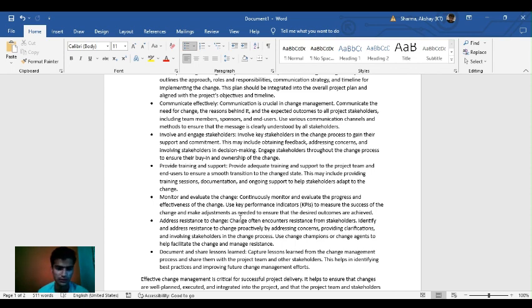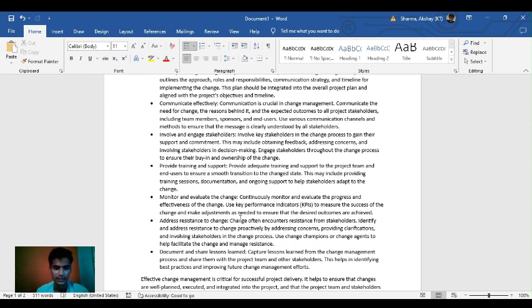Next thing is we have to involve and engage stakeholders. So involve the key stakeholders in the change process to gain their support and commitment. So this may include obtaining feedback, addressing concerns, and involving stakeholders in decision making. So engage the stakeholders throughout the change process to ensure their buy-in and ownership of the change.